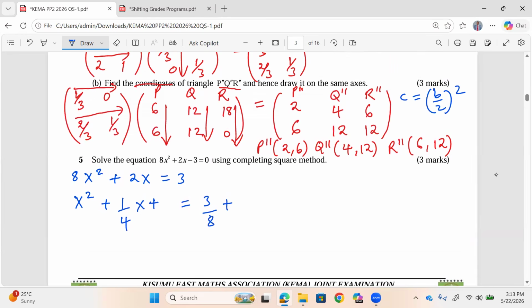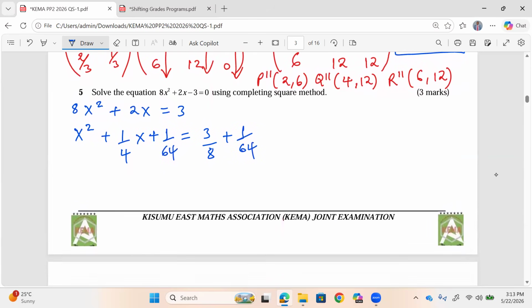So to make the left-hand side a perfect square, we have to pick b, divide by 2, then we square. So I have a quarter, a quarter divided by 2 becomes 1/8. Then when we square, we get 1/64. And on the other side, we add the same constant. So the constant added to make the left-hand side a perfect square should be such that the constant c equals (b/2) squared.